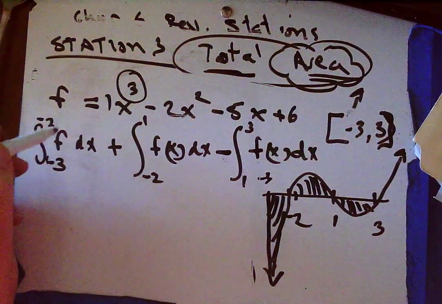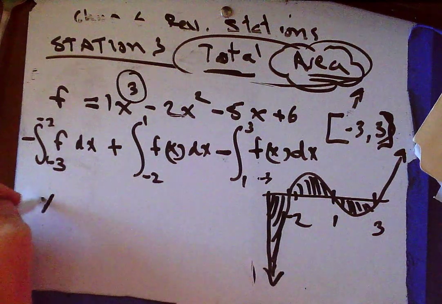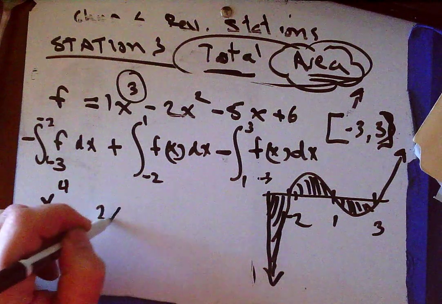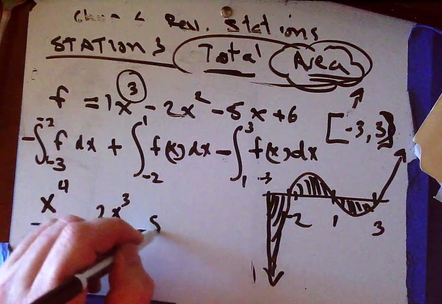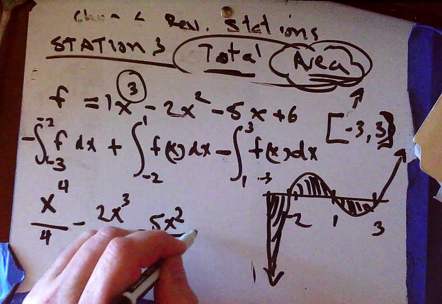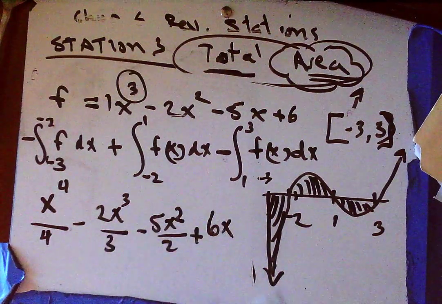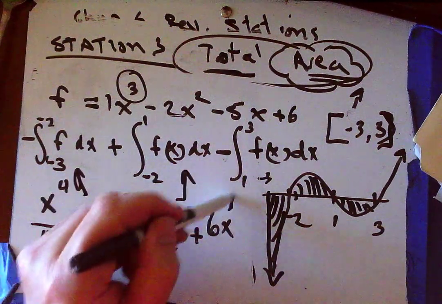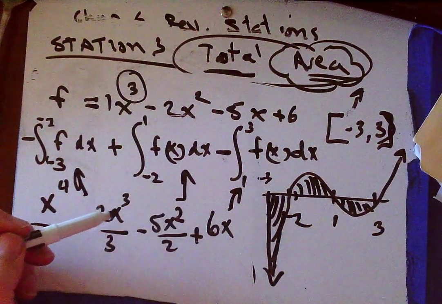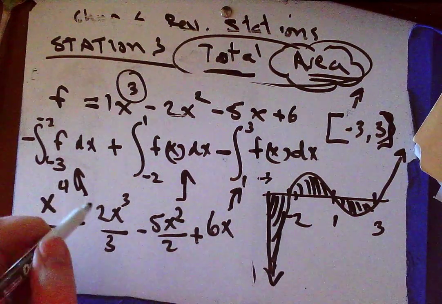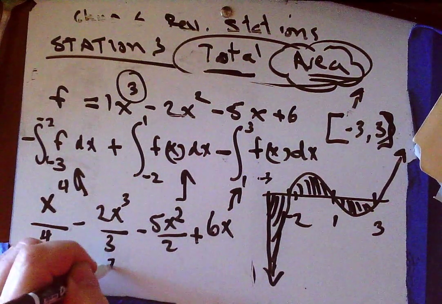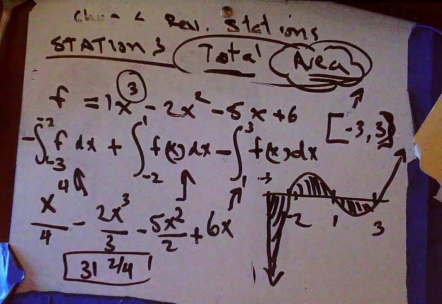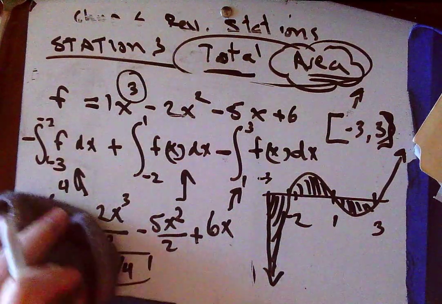Okay, and so, yeah, x to the 4th over 4 minus 2x to the 3rd over 3 minus 5x squared over 2 plus 6x. And again, we want to evaluate this antiderivative in all three of those situations. I'm going to let you do that, and I'm going to say that I got 31 2/4 as my answer when I did that. Okay? All right.